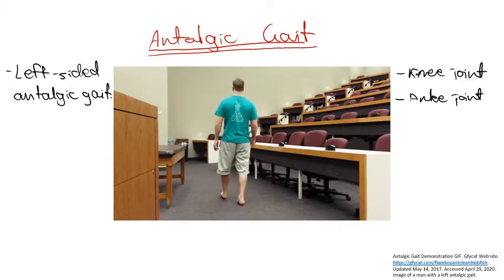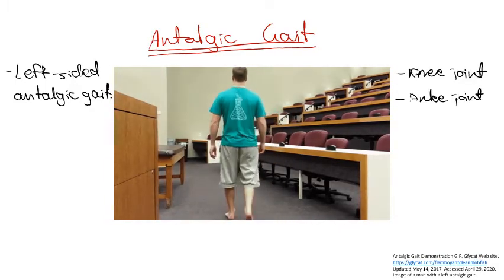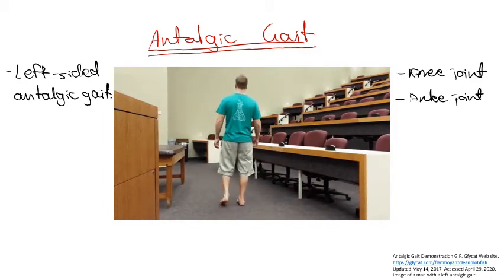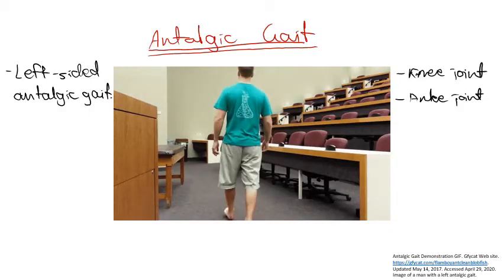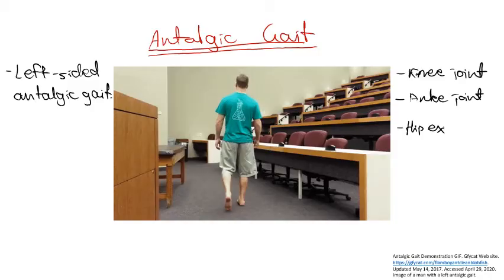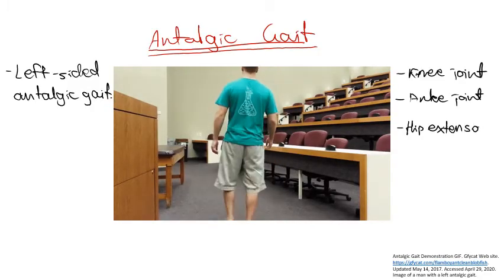are allowing for extension of the hip joint. So the hip extensors, which include the semitendinosus, semimembranosus, and biceps femoris. So there may be something wrong with the hip extensors. So some sort of hip extensor injury.